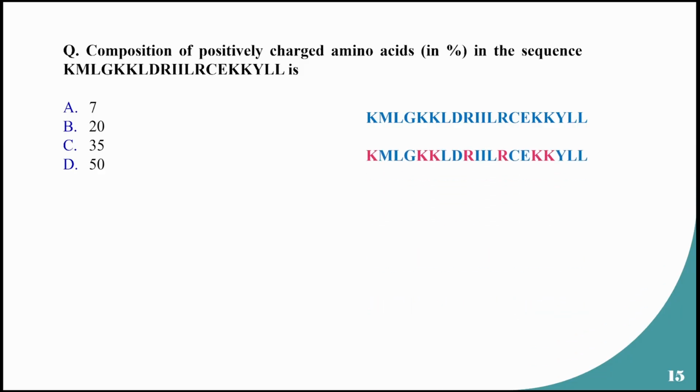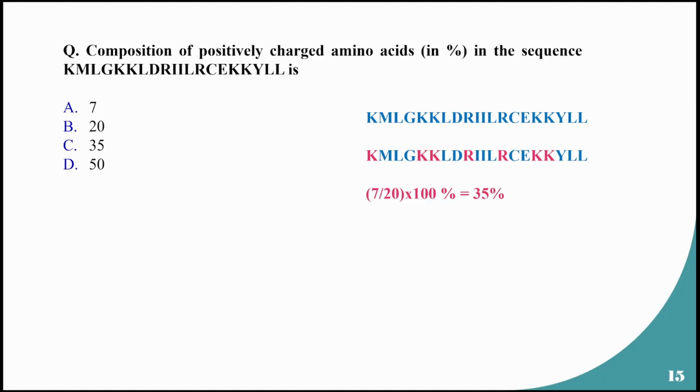But if I just color it differently, we'll see there are 1, 2, 3, 4, 5, 6, 7 total positively charged amino acids, right? So it's just a percentage calculation. Out of 20, you have 7 positively charged amino acids. So you do 7 divided by 20 and you multiply the whole thing by 100 to get ultimately the value of 35. So that is exactly what the question is asking for. So the composition for positively charged amino acids in the given sequence will be 35%.